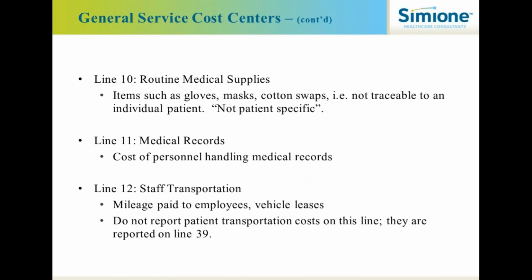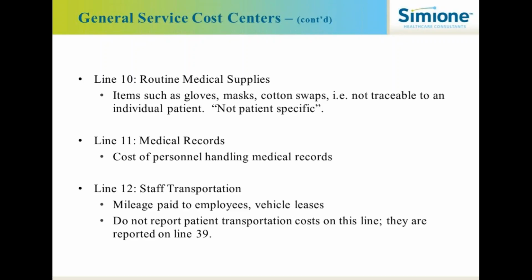So moving on, talking about some of the other general service cost centers, line 10 is for our routine medical supplies. And this would be where you would record items such as gloves, masks, cotton swabs, i.e. items that are not traceable to an individual patient. The key here is that these medical supplies are not patient specific, and that's how you should remember what goes into routine versus non-routine, whether it's non-patient specific or patient specific.